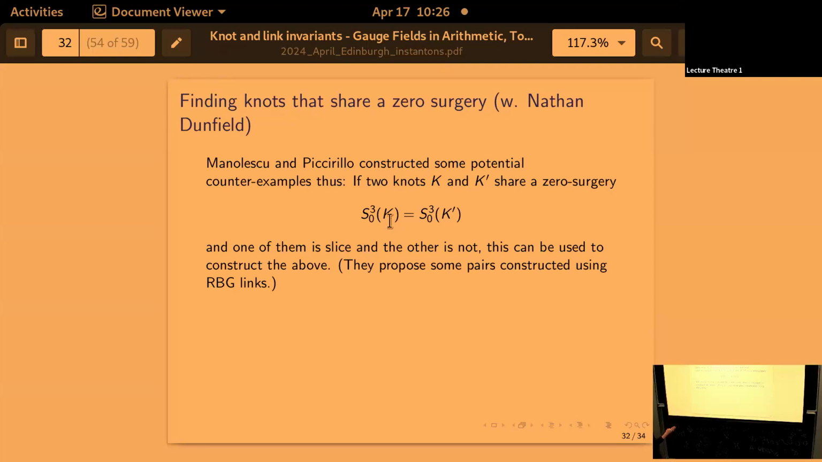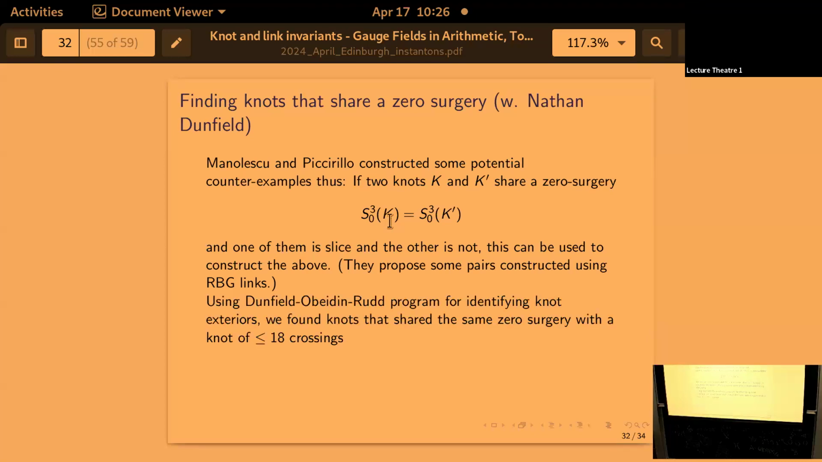Sorry. You take the knot trace, which is a 4-manifold coming from one of the knots, and then you do this surgery that gives you the other knot exterior, and that's going to give you a homotopy 4-ball that makes the Freedman, Gompf, Morrison, and Walker approach work, so that the one which is not slice, you can show that it is slice in this homotopy 4-ball that you built. Now, Dunfield, Obeidin, and Rudd wrote a program for identifying knot exteriors.